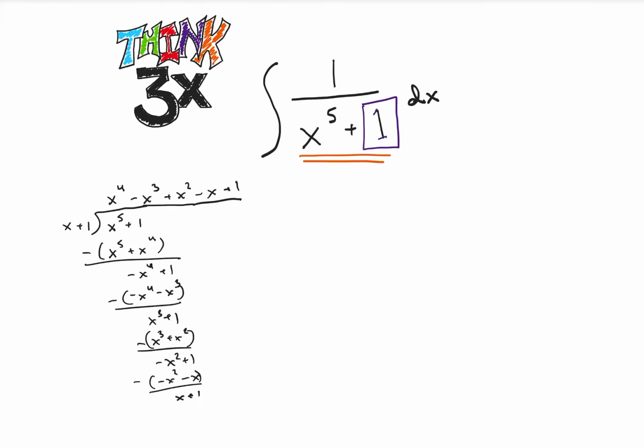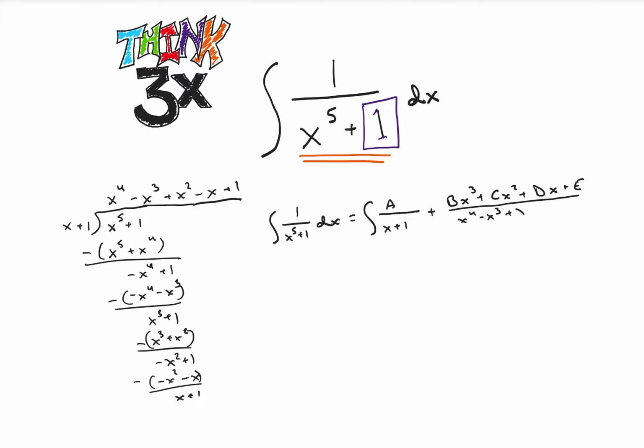So looking pretty good. The reason we've done that is now we're going to be able to write our integral of 1 over x to the fifth plus 1 as instead an integral of some value a over x plus 1, plus bx cubed plus cx squared plus dx plus e over x to the fourth minus x cubed plus x squared minus x plus 1. So we're doing some partial fraction decomposition.